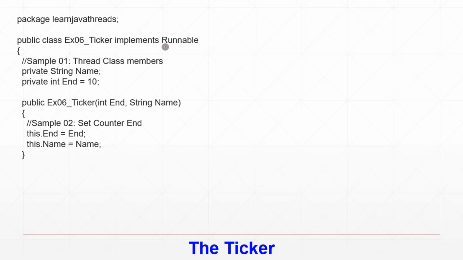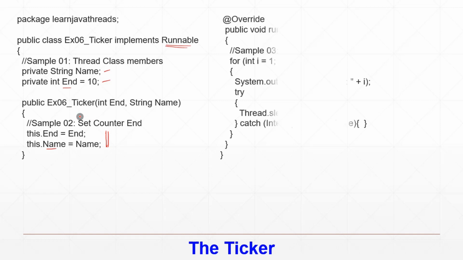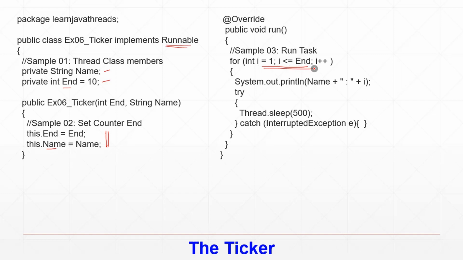Here you see this is our runnable task, and we named this Ticker. We have a name and end, and in the constructor we initialize the internal member end as well as name. We saw this multiple times in this threading series. Next we have a run method. The run method will run from 1 to end, whatever you passed here. So if you passed 5, it will run from 1 to 5, and it prints something in the console window with a delay of 500 milliseconds or half a second. Right, that's the runnable task.